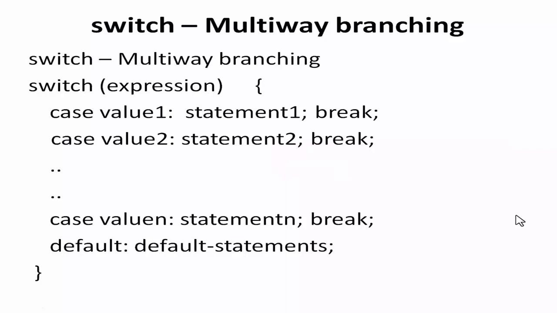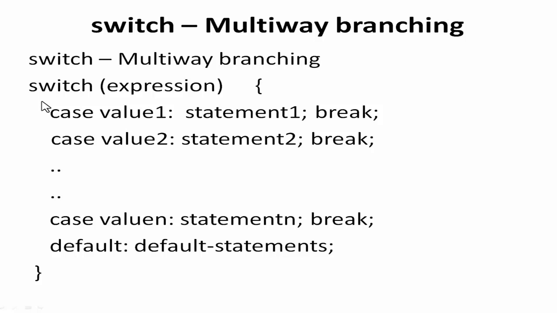Switch is a multi-way branching statement. For example, take a current bill. The current bill will be classified into commercial, agriculture and residential. At that time, the billing person will be entering a number.